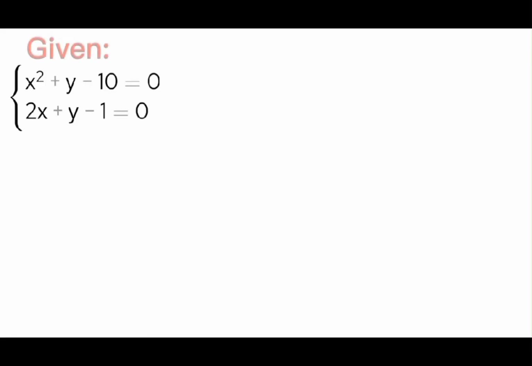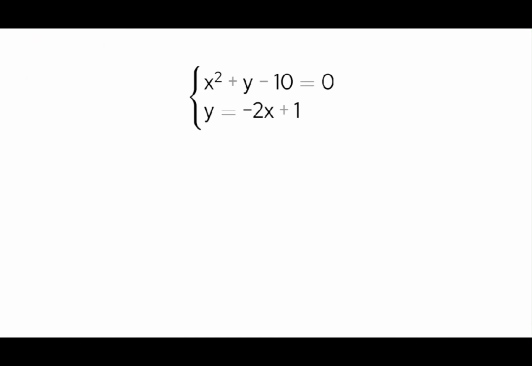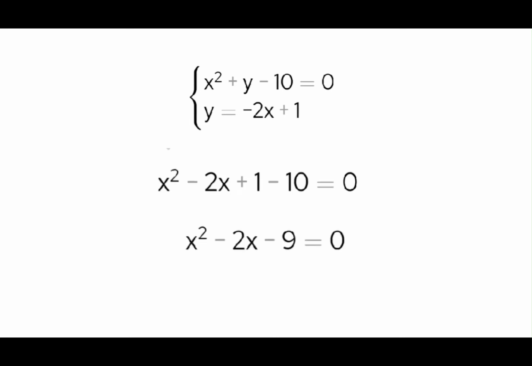This is the equation. First, rearrange like terms to the same side of the equation. So, 2x will be negative 2x, and negative 1 will be positive 1. After that, substitute into one of the equations. So, from greatest to lowest: x squared, negative 2x, positive 1, and negative 10. After arranging them, combine like terms. So positive 1 and negative 10 will be negative 9.